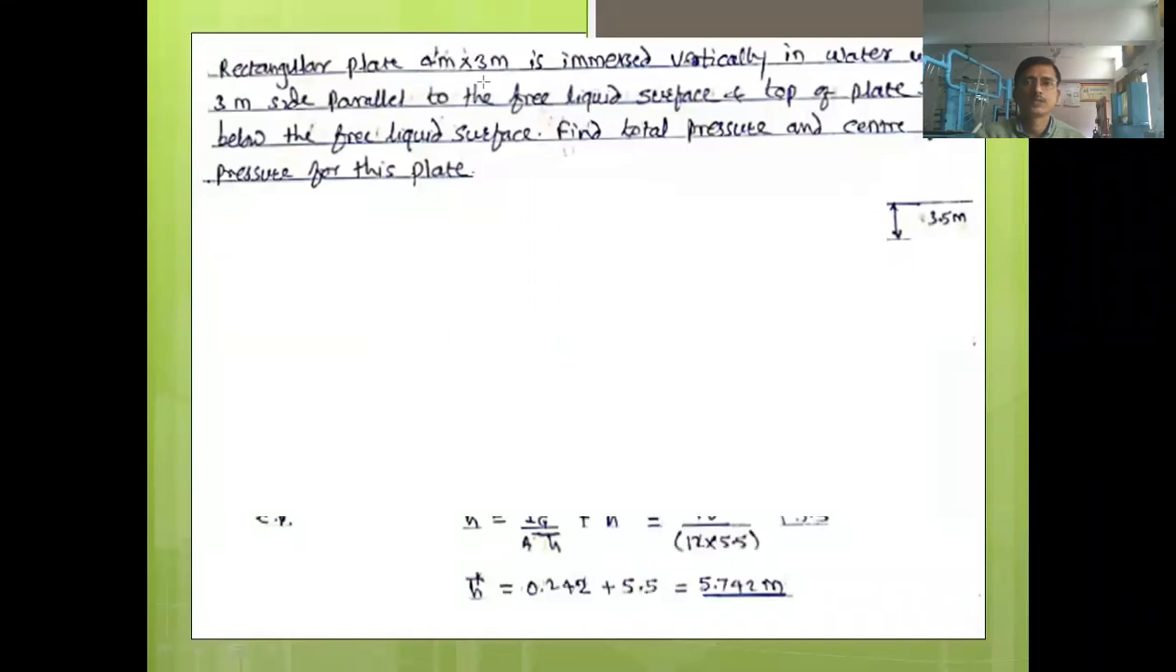Rectangular plate 4 meter by 3 meter. First of all, we should notice how the plate is, 4 meter by 3 meter, right? And when it says 3 meter side parallel, the diagram will be a rectangle like this. Okay. Then what is said, top of the plate 3.5 meter below the free liquid surface. Let us first draw the free liquid surface above this plate, like this. And it is said 3.5 meter below the free liquid surface, the top of the plate. So here you can note this distance, 3.5 meter, right? This is 3 meter, this is 4 meter.